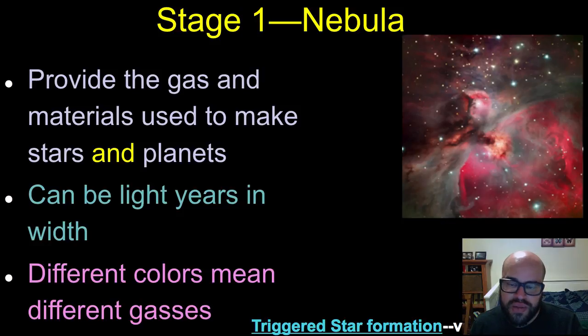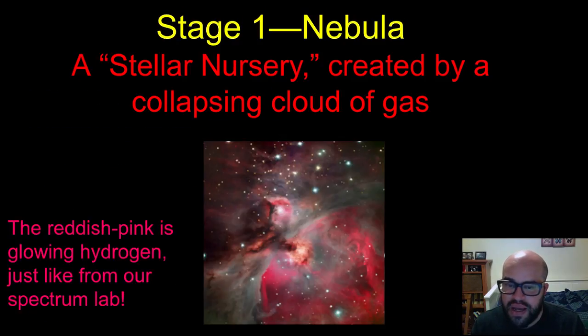So as we talk about average size stars, and all stars actually, they start to form in a nebula. And the nebula is that cloud of gas that ends up making up the star, and it can be light years across, and the different colors mean that there are different gases. So like this one has lots of pink, and that's from the hydrogen.